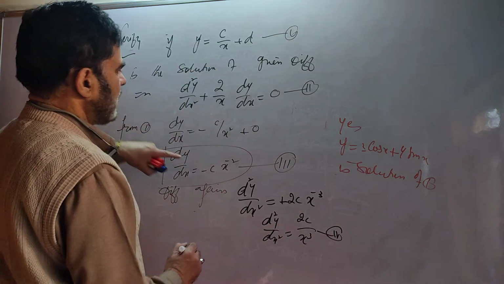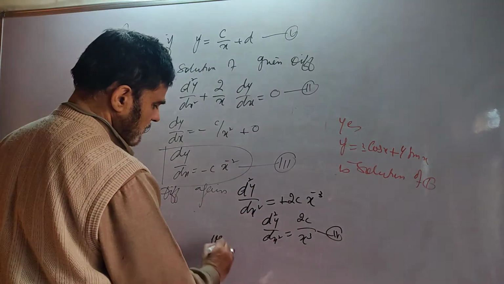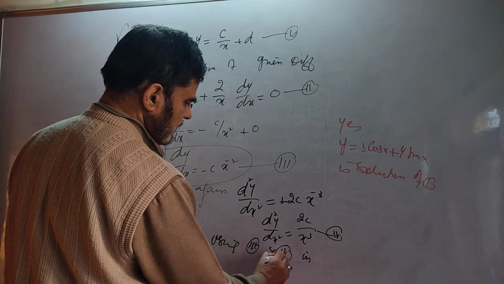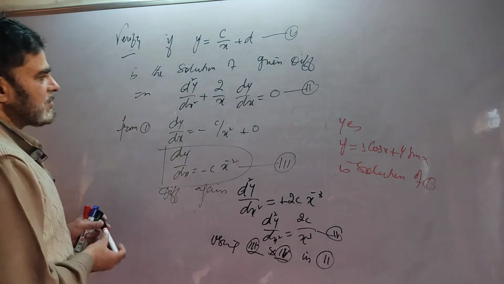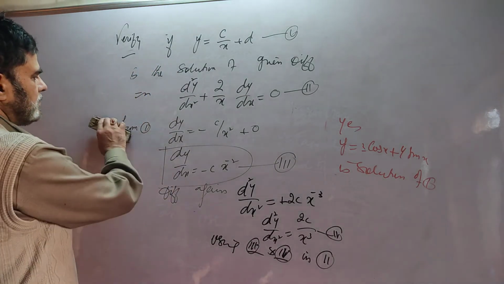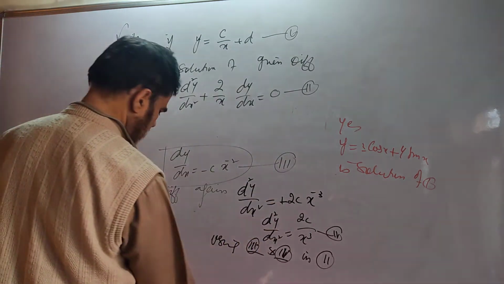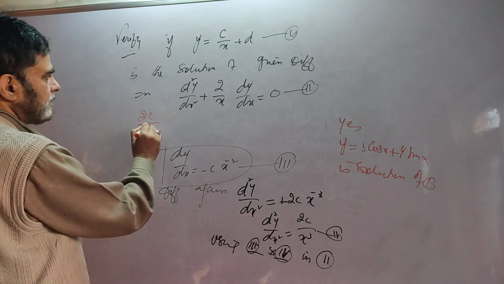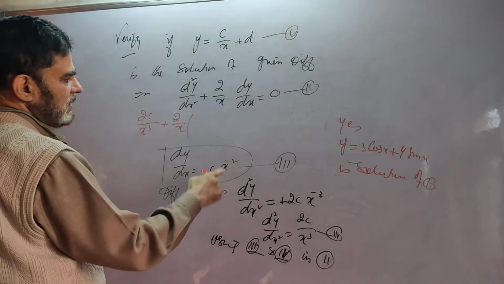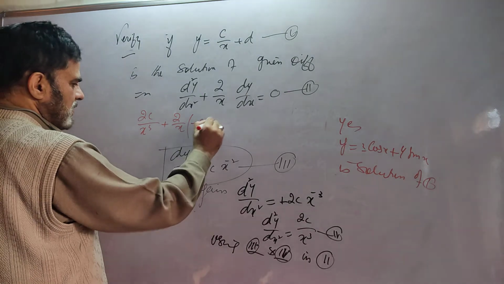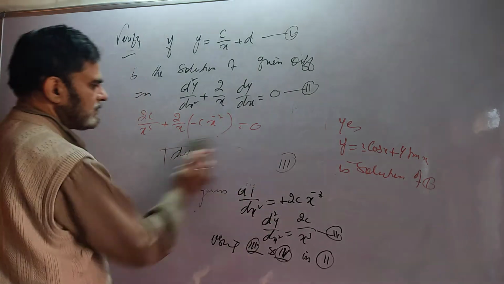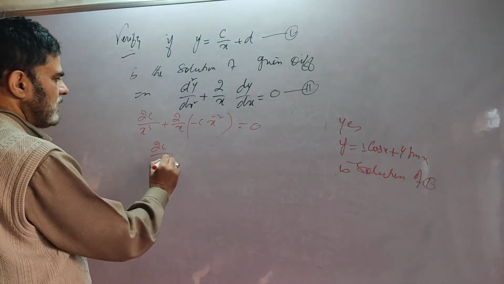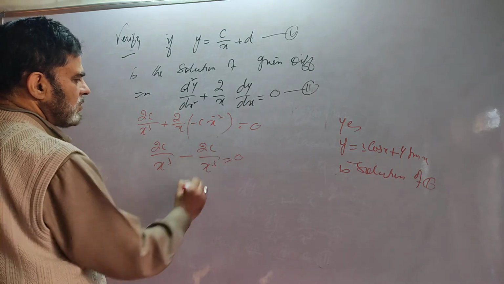Now use third and fourth in the second equation, the given differential equation. Let us see what it gives. You have d2y by dx square value, it is 2c by x cube, then plus 2 by x. What is dy by dx? It is minus c x raised to power minus 2, is equal to 0. This gives you 2c by x cube, again minus 2c by x cube is equal to 0. It is 0 is equal to 0.